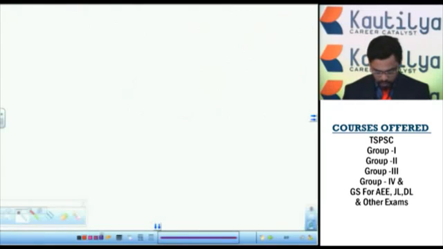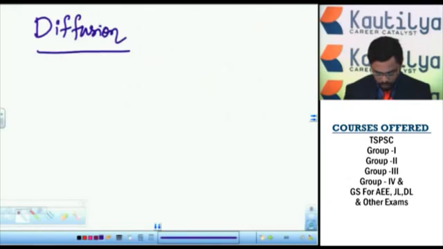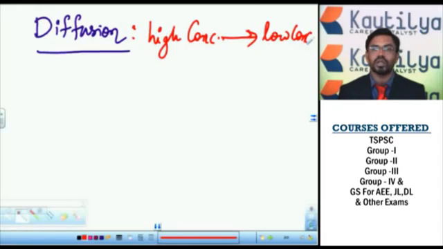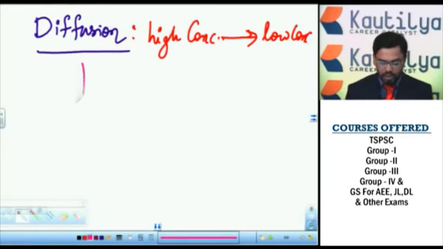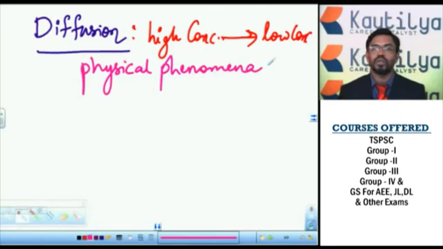Let us discuss diffusion. Diffusion means movement of substances or solute molecules from high concentration to low concentration. Movement of substances from higher concentration to lower concentration is called diffusion. Diffusion is a simple physical phenomenon.